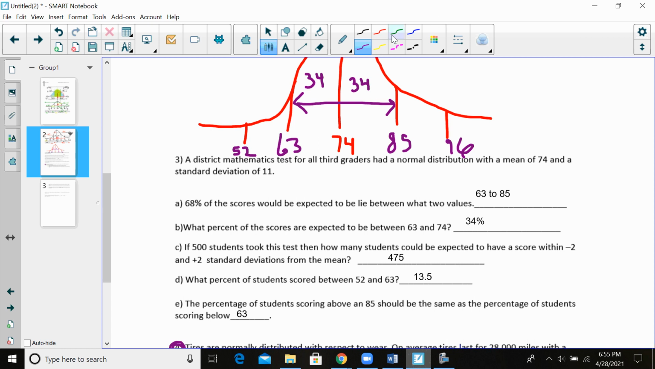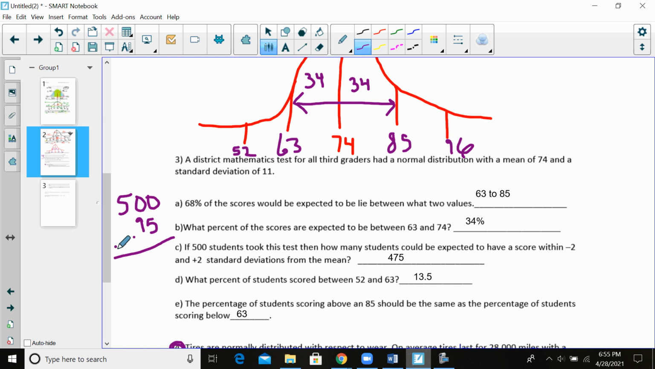And we did do some basic percent review at the beginning of this course. So I hope it wasn't too difficult for you to take the 500 students and within positive and negative 2 standard deviations, that's 95%. So just multiply that by 0.95 to get the 475.